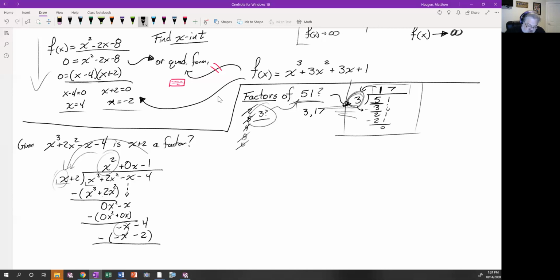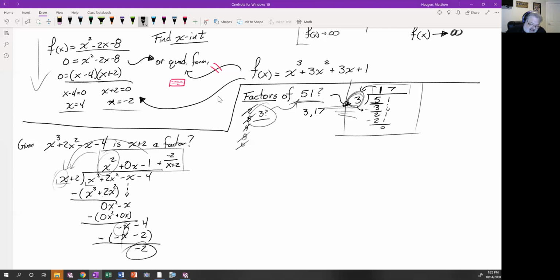And we have to subtract those. These go away. And then negative 4 will turn into a plus 2. Negative 4 plus 2 is negative 2. That's a remainder. Since we got a remainder, we could write this as plus negative 2 over x plus 2 if we want to write out the result of the division.